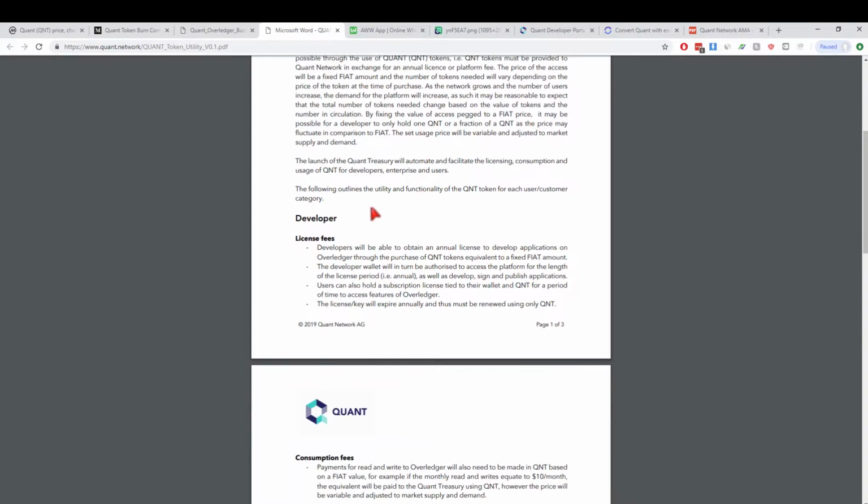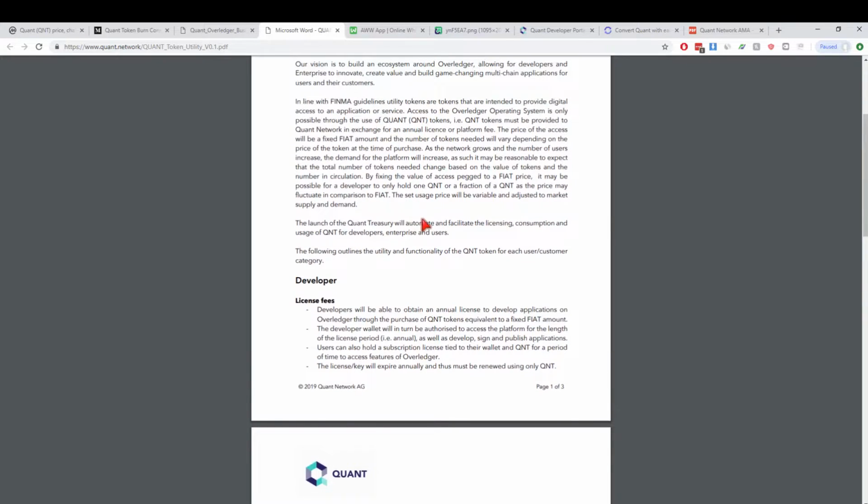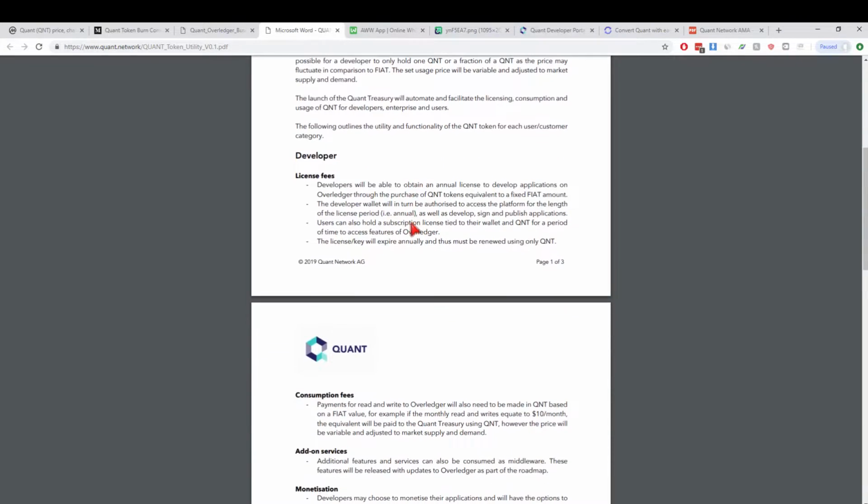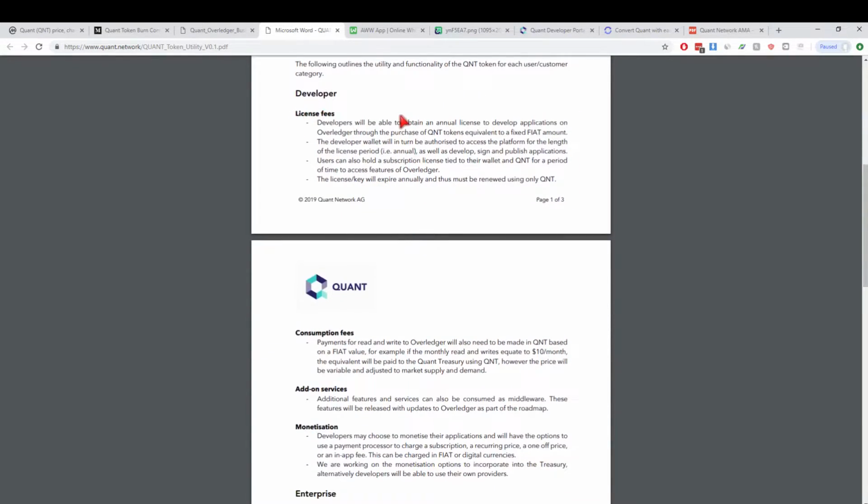But anyway, licensing fees. They will be fixed as a fiat amount. So what does that mean? It doesn't mean that QNT is fixed to a fiat amount. It means a license is fixed. So for example, if a license fee for a developer, they wanted to charge $10 per year, all of these numbers I'm spitting out throughout this video, by the way, are all just completely random.